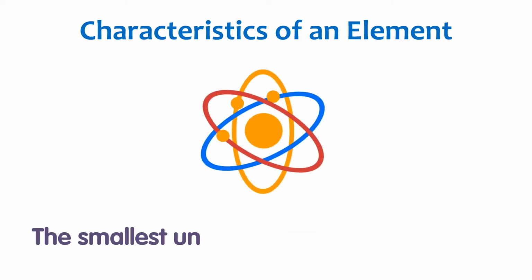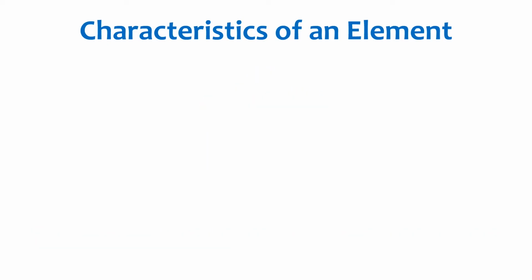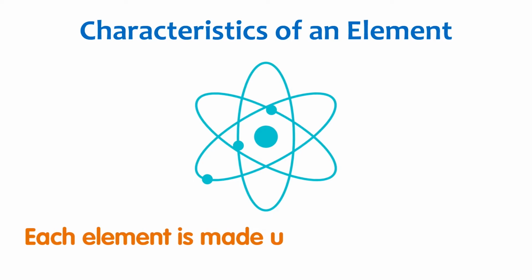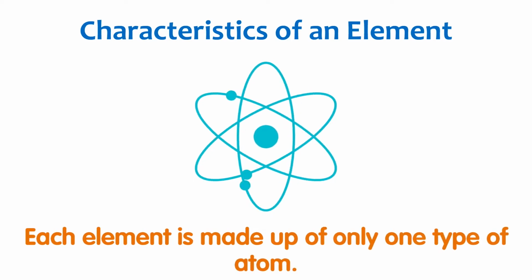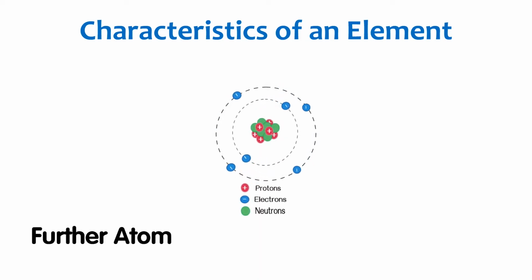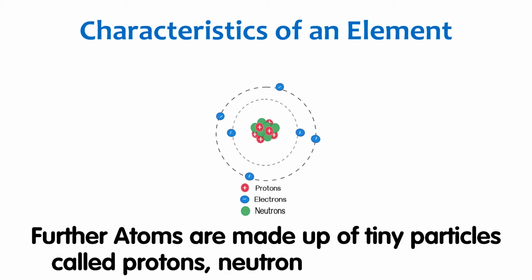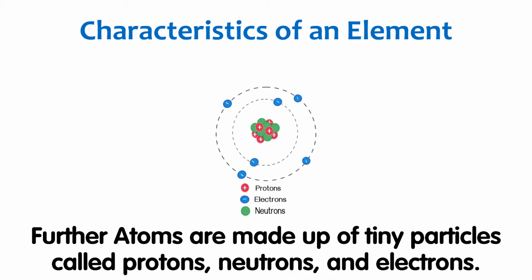The smallest unit of an element is called an atom. Each element is made up of only one type of atom. Further, atoms are made up of tiny particles called protons, neutrons, and electrons.